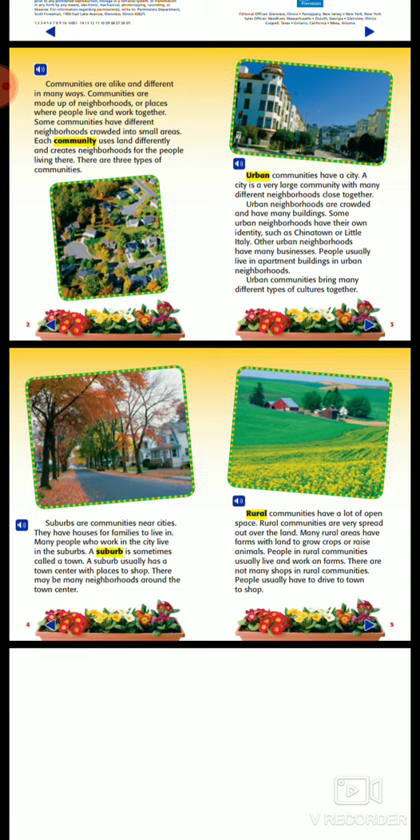Number 1. Urban. Urban communities have a city. A city is a very large community with many different neighborhoods close together. Urban neighborhoods are crowded and have many buildings. Some urban neighborhoods have their own identity, such as Chinatown or Little Italy. Other urban neighborhoods have many businesses. People usually live in apartment buildings in urban neighborhoods. Urban communities bring many different types of people together.